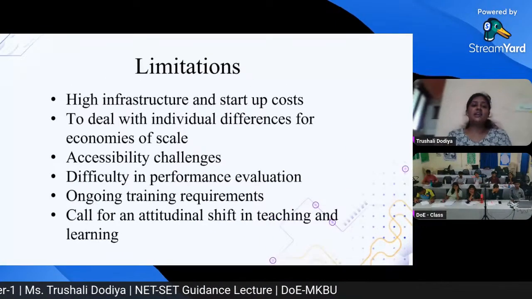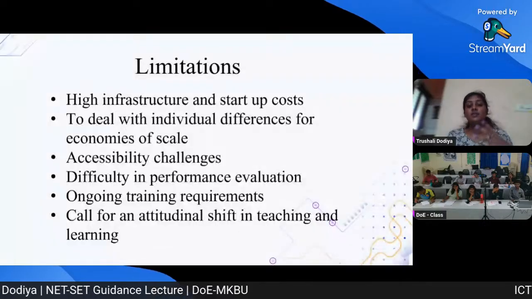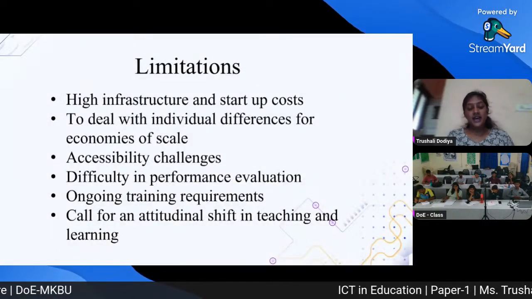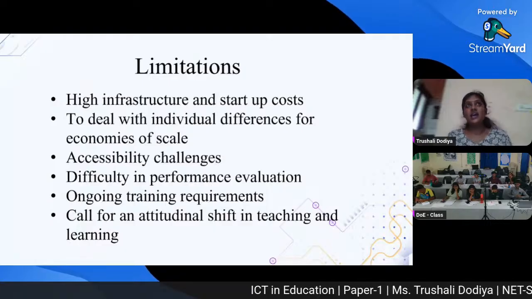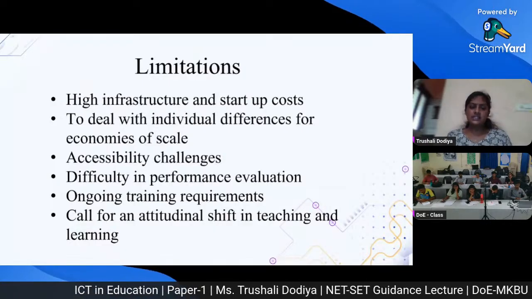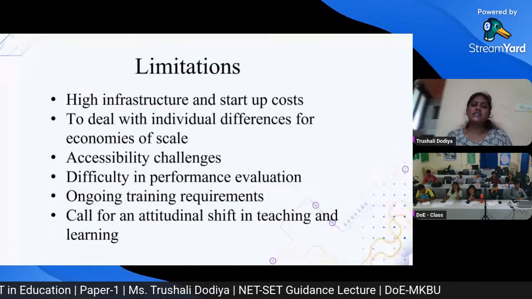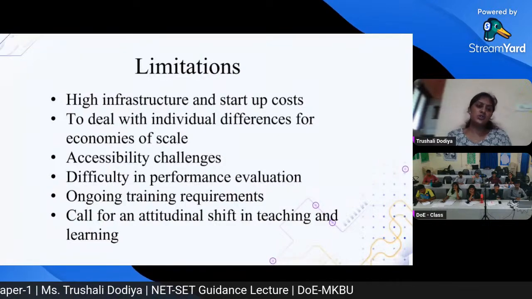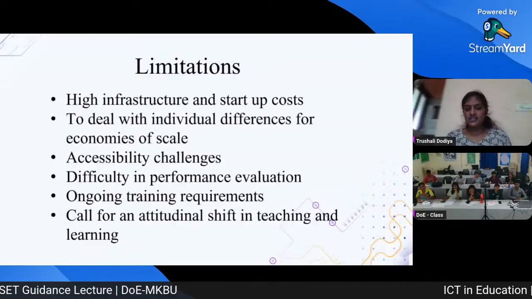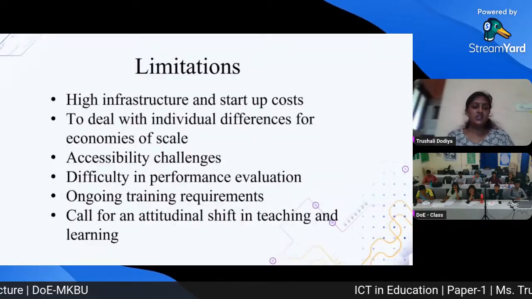Accessibility challenges are there. Some of the resources that are available require fees and subscriptions. So many times in universities, institutions are providing accessibility through the institutional IDs, but many times certain things are not accessible. So that remains a challenge.